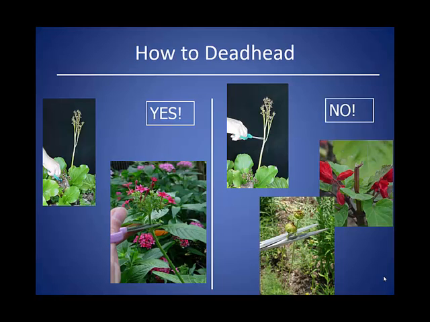Here they're deadheading this allium, this ornamental onion. I probably wouldn't even deadhead that just because those seed heads are interesting. They add interest to the garden. And here you can see right there is where the leaf joins the flower stem, and they're cutting it off right there. So that one looks good.